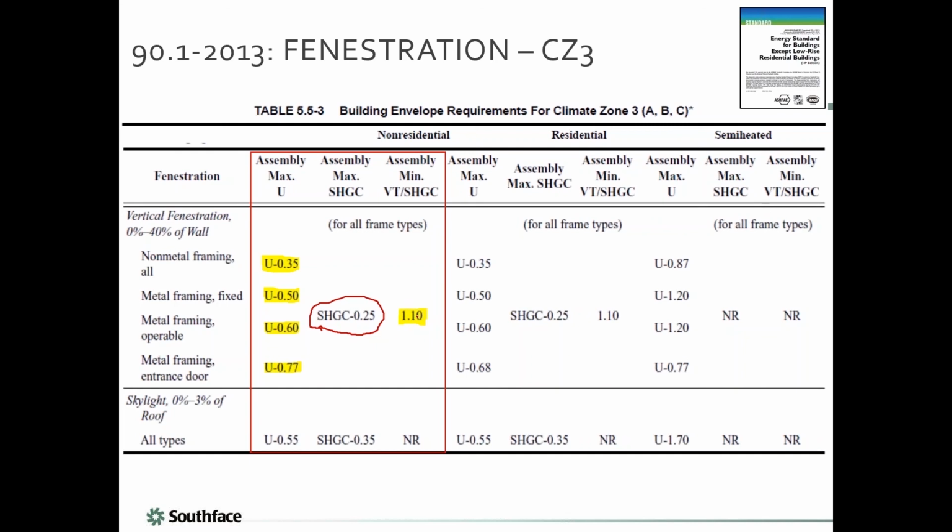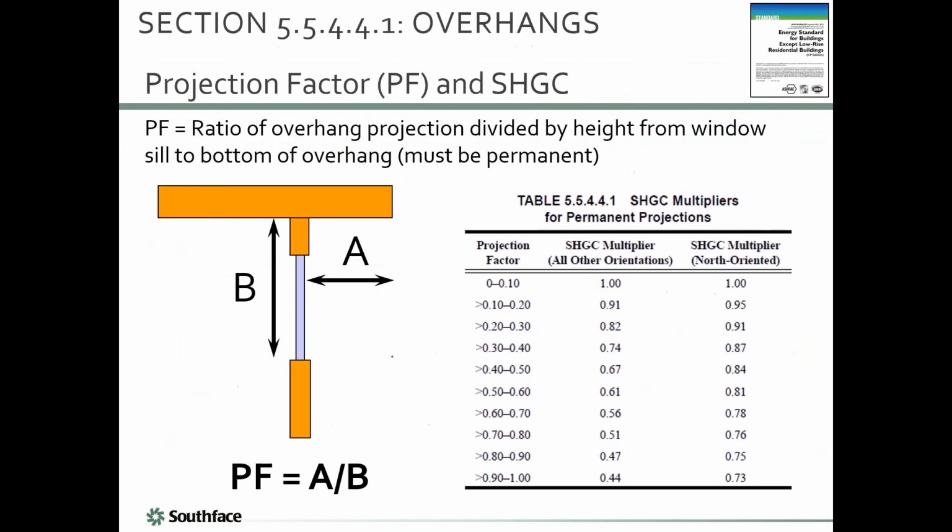So what it's really saying, without saying it, is that some tints aren't going to pass this, prescriptively at least, because it's going to be sort of too dark and block too much visible light for what it does to the solar heat gain. So a low E is going to work better than a tint to satisfy that, in essence.